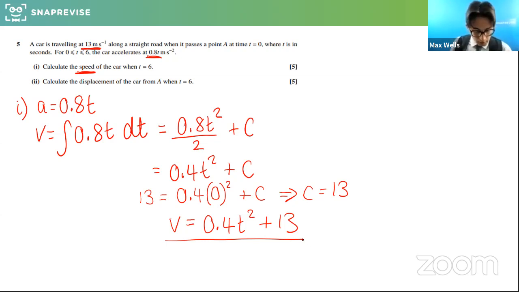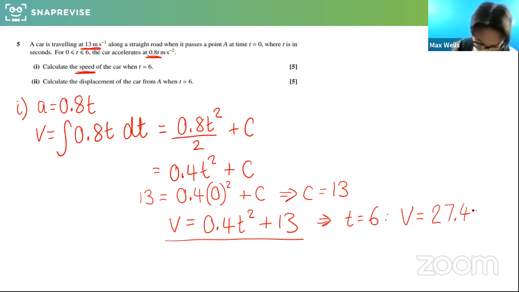And there we go. When it says calculate the speed of the car when t equals 6, we literally just sub t in as 6. Not 3, t equals 6. And we get that the speed should be equal to 27.4 meters per second.